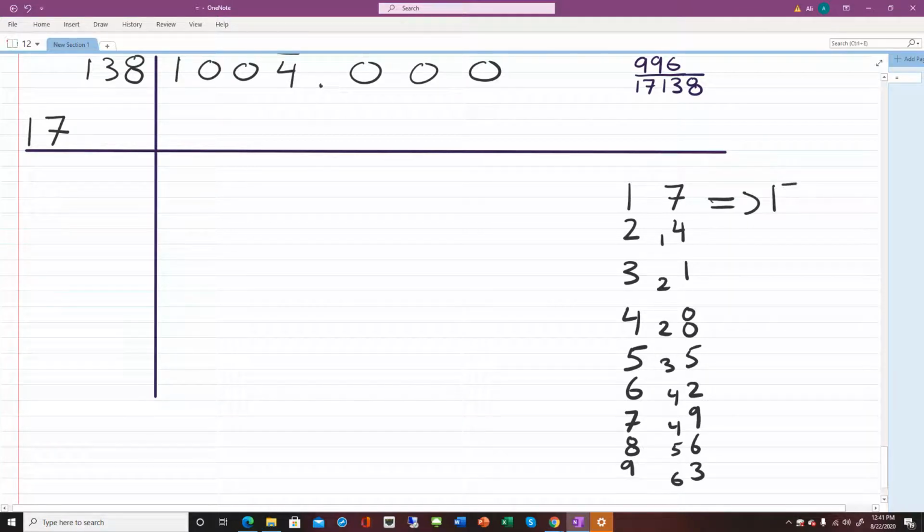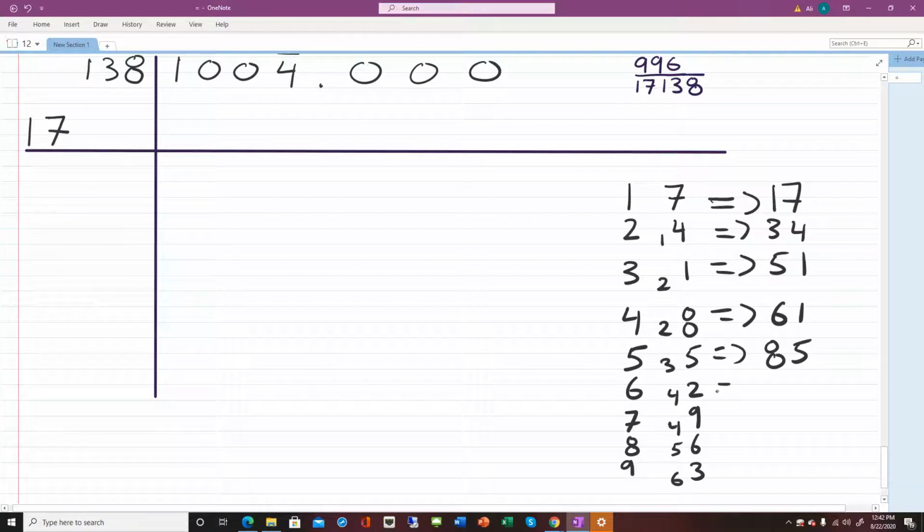We know this is 17. We know this is 2 plus, we're going to carry this 1, 3, 34. 3 plus 2 is 5, so 51. 4 plus 2 is 6, so I get 68. 5 plus 3 is 8, so I get 85. 6 plus 4 is 10, so I get 102. 7 plus 4 is 11, so I get 119. 8 plus 5 is 13, so I get 136. And 9 plus 6 is 15, so I get 153. Okay, so the 9th multiple of 17 is 153.